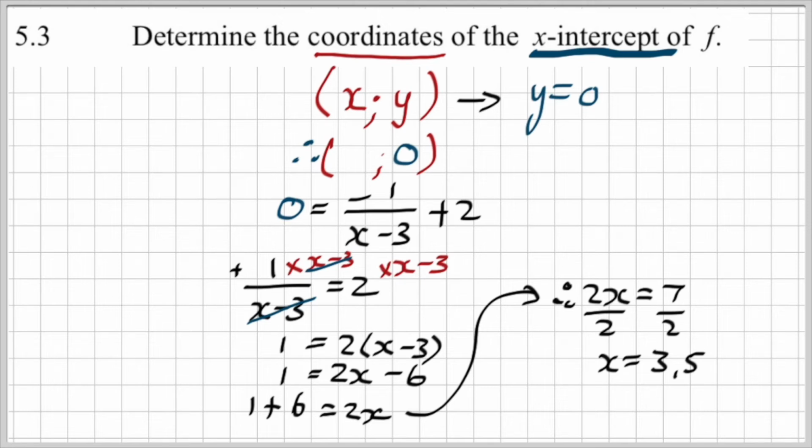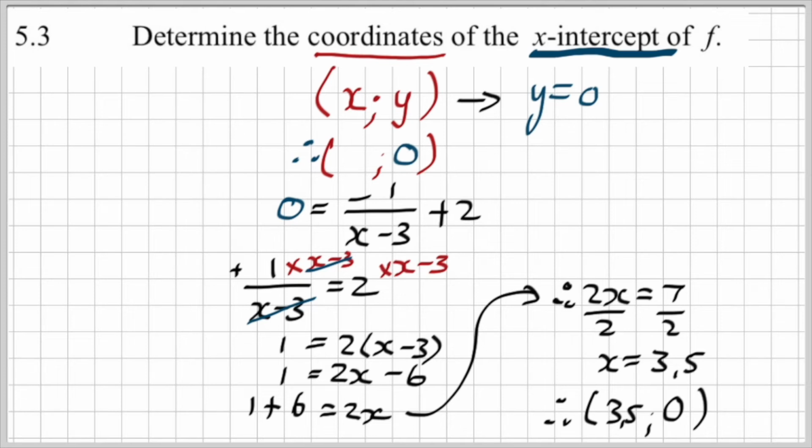Have I answered the question? No. The question was determine coordinates. I've got to give the examiner coordinates, otherwise they may deduct 1 mark. So I've got to finish my sum off by saying (3,5; 0). I hope you've got that.